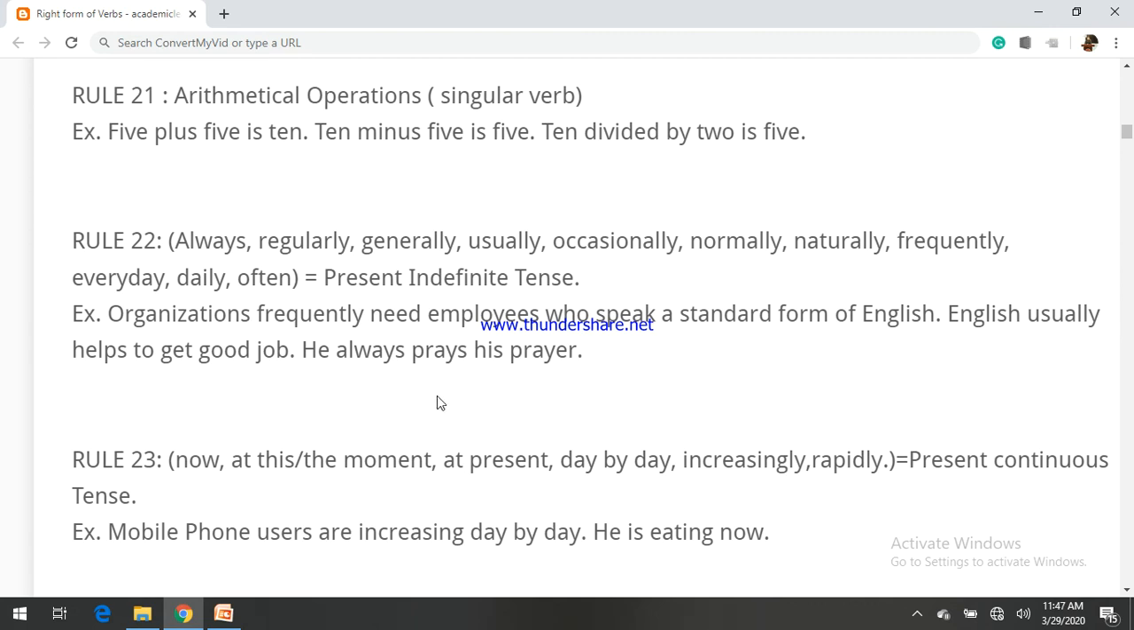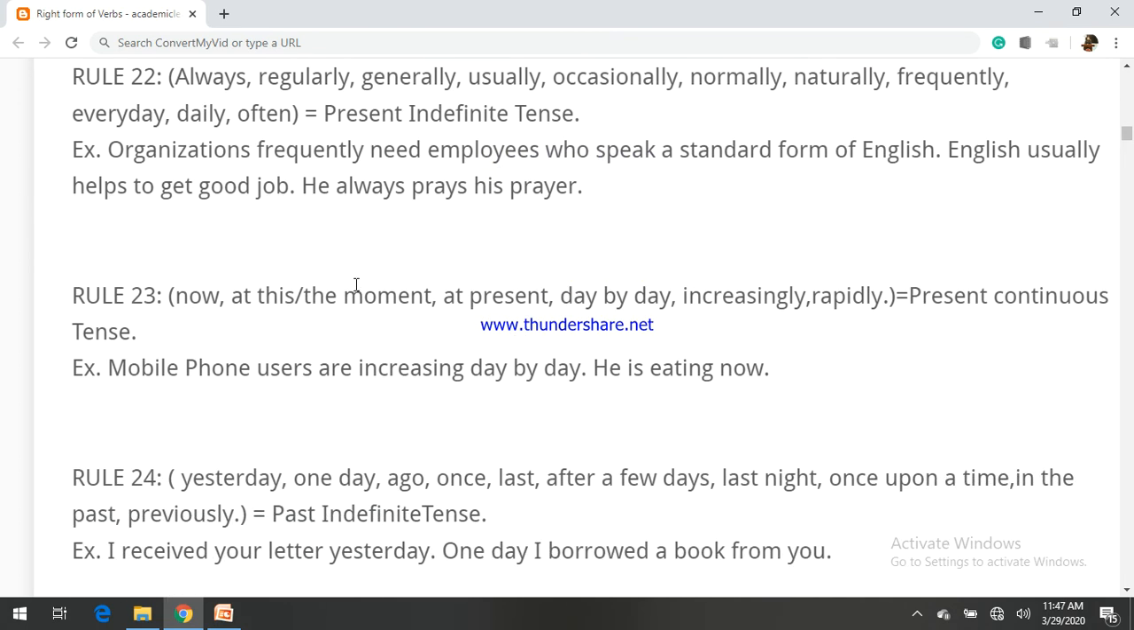Same: English usually helps. Though English is third person singular, we use "helps". Here "usually" works as a tense marker. That's why the structure of this sentence is in present form and the verb is in present form: helps. You cannot add "helped" or "is helping". He always prays his prayer. He is the subject, and here "always" is the tense marker. That's why it is "prays", not "prayed". Hope you have understood this.